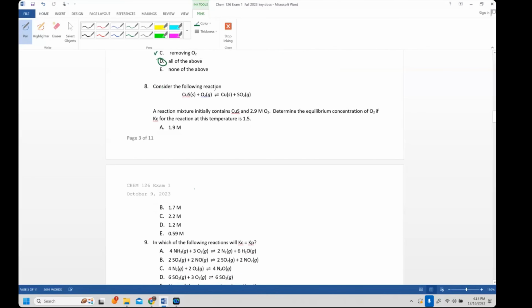All right, number 8. Consider the following reaction. A reaction mixture initially contains copper sulfide and 2.9 molar O2. Determine the equilibrium concentration of O2 if Kc is 1.5. All right, so for this reaction, we have to do an ICE chart, because we have some gases. And we want to figure out some equilibrium concentrations here. So we have Cu plus SO2.